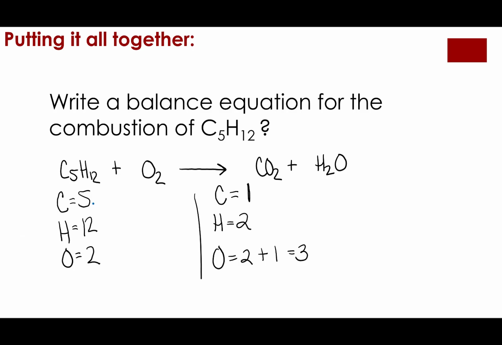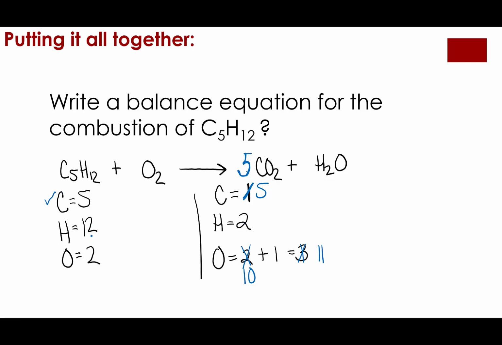Right away I see I've got 5 carbons on the reactant side, 1 carbon on the product side. So I'm going to say, I bet there's 5 molecules of carbon dioxide that form. That's going to fix my carbons here. But what does that also affect? It also affects the oxygens. So again, we do coefficient times subscript. Now instead of 2, we have 10 oxygen atoms from the carbon dioxide plus the 1 from the water. So we are at 11. So my carbons are balanced.